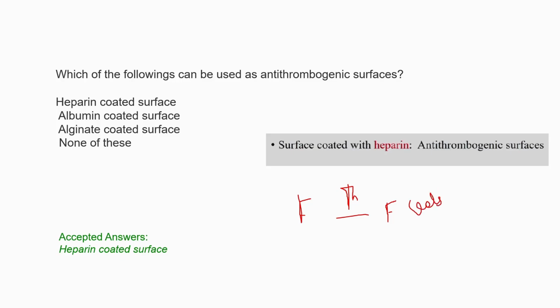So if we want to prevent the fibrin clots, we can coat the surface with heparin that will act as anti-thrombogenic surfaces, or that will prevent formation of clots on the surfaces. So the correct answer here would be heparin coated surface, option A.